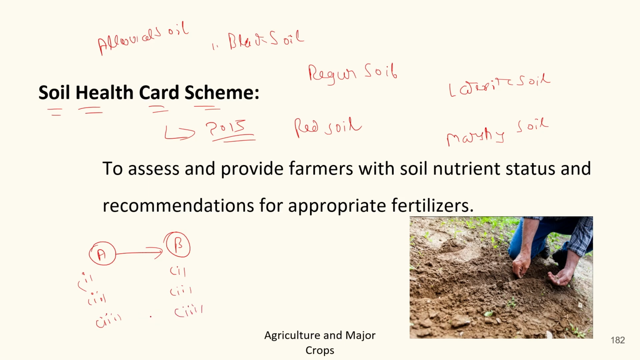It could never happen. Generally, soil A and soil B will never be similar in terms of constituents and characteristics. That's why alluvial soil, black soil, red soil, laterite soil and marshy soil are all differentiated from each other.